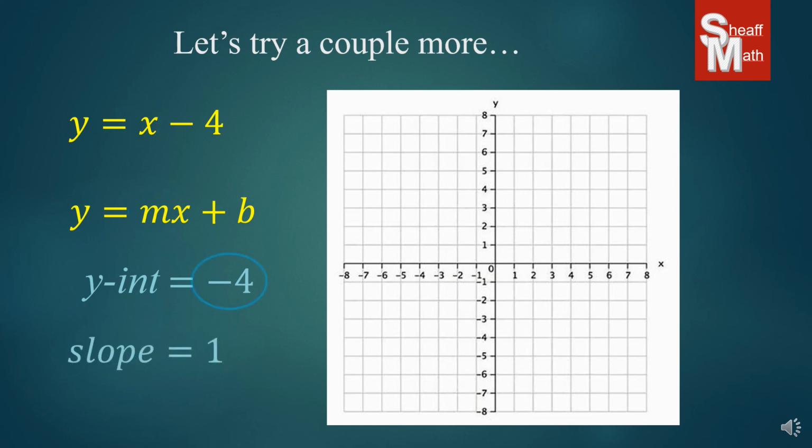So we take our y-intercept of negative 4, and we plot a point. Then we use our slope, which is 1, but really it's 1 over 1, the rise and run. So we go up 1 over 1, up 1 over 1, up 1 over 1. Just remember that when you are doing the run, you always go to the right. Then we put our line through it, and we've got it. That's how simple it really is.